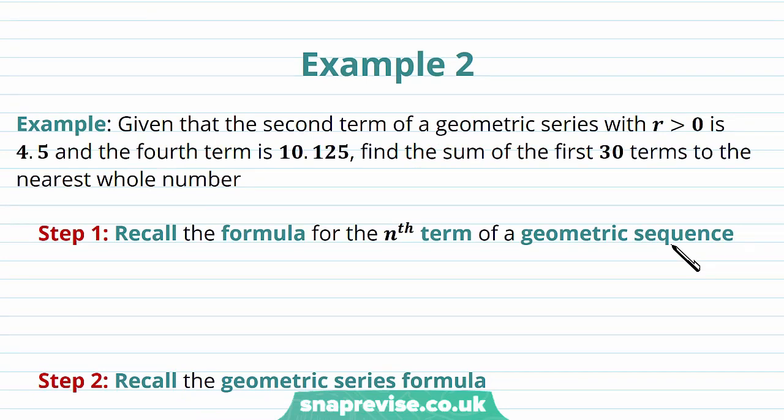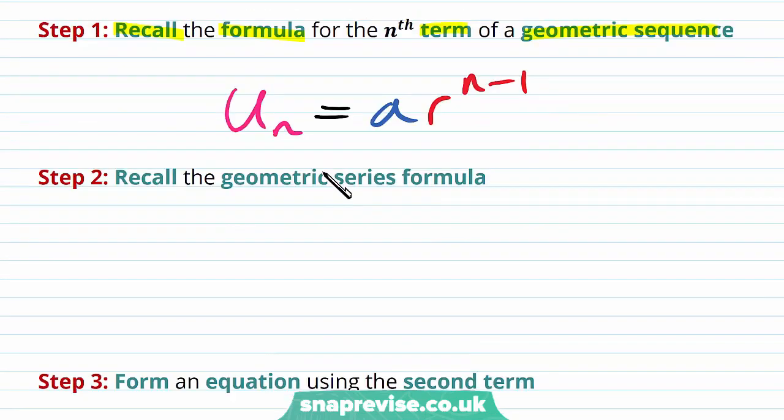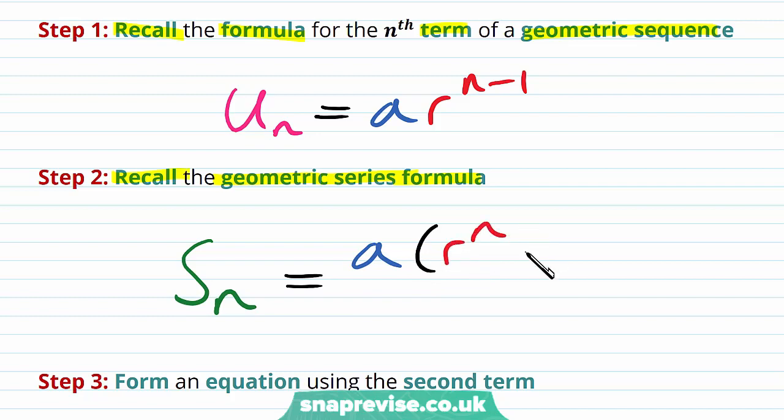Our second example tells us that given the second term of a geometric series which has r strictly greater than 0 is 4.5, and the fourth term is 10.125, we're asked to find the sum of the first 30 terms to the nearest whole number. Our first step is to recall the formula for the nth term of a geometric sequence. The nth term u sub n is equal to a multiplied by r to the power of n minus 1. Our second step is to recall the geometric series formula. We have that the sum up to n terms is equal to a, the first term, multiplied by r to the power of n minus 1, and then we divide by r minus 1.